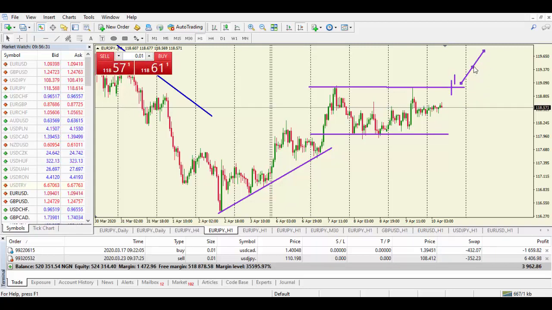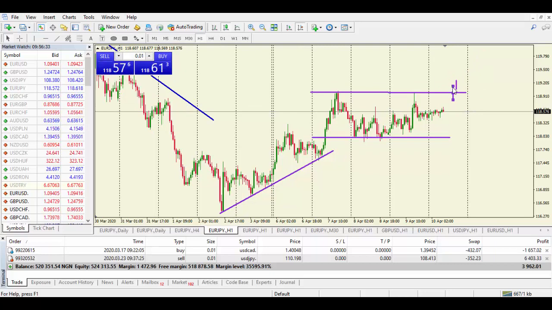So be on your chart, watch the chart. Once you see all of this happening, then you can take a decision.